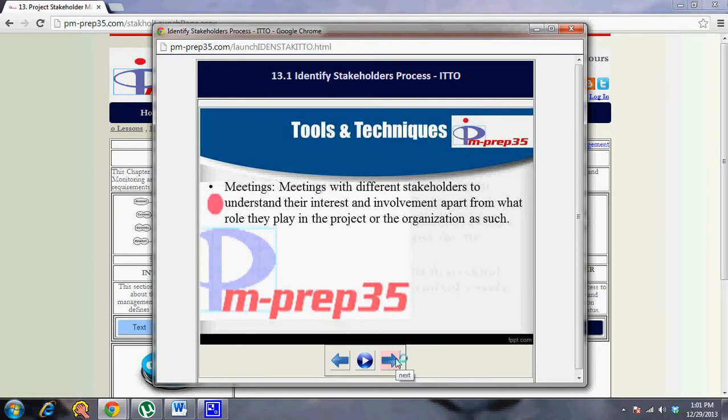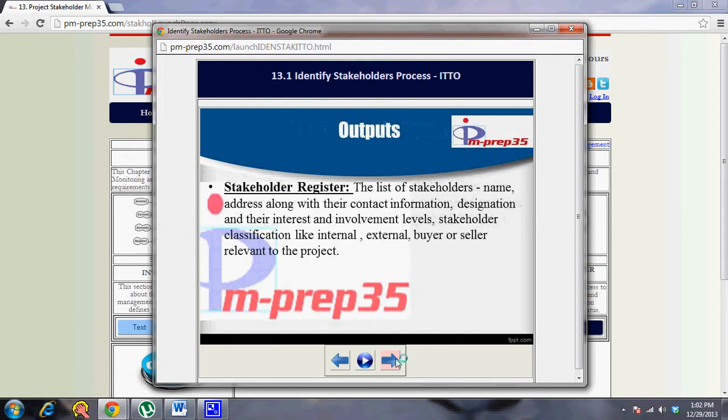Then you do meetings. As part of all initiating and planning processes, you have meetings to find out extra information. So meetings with different stakeholders to understand their interest and involvement, apart from what role they play in the project or the organization, that's what you do as part of meetings. The stakeholder register has the list of stakeholders, name, address along with their contact information, designation, their interest and involvement levels, stakeholder classification like internal, external, buyer or seller relevant to the project.